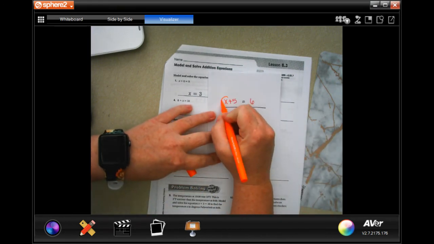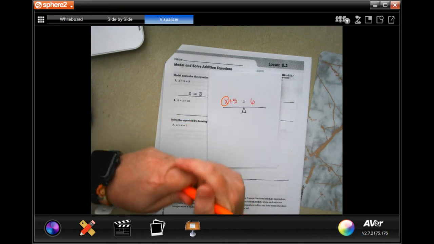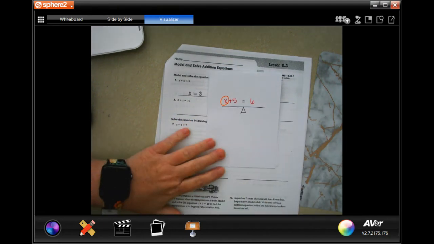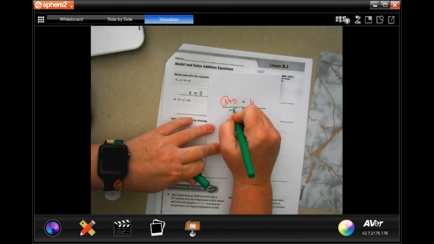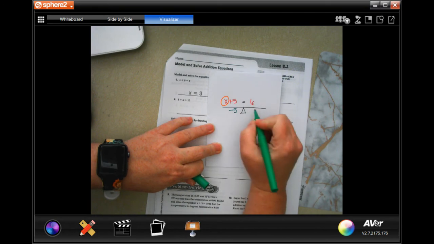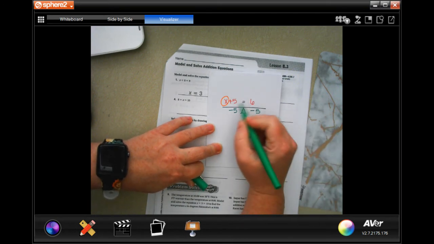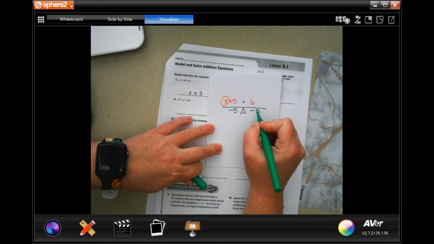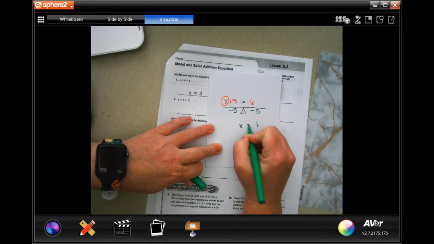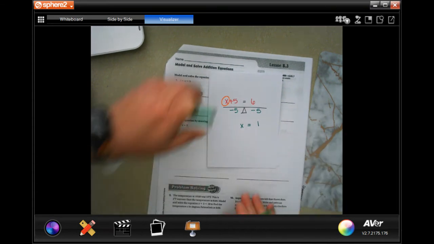Now, in this, I want to know what x is. So I have to get x alone. In order to get x alone, I need to do the opposite of what the sign and the number are. So if I take away 5 over here, I have to take away 5 over here. This is my teeter-totter. Whatever I do to this side, I have to do to this side. So now 6 minus 5 is 1, and we have x equals 1. We're going to try that again.